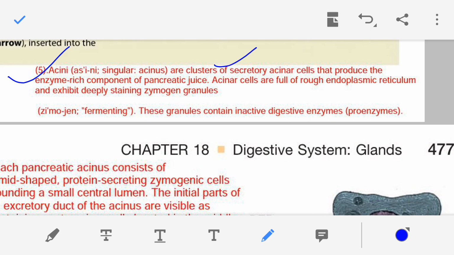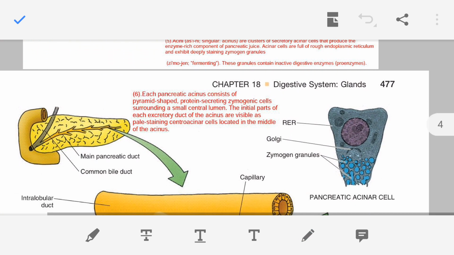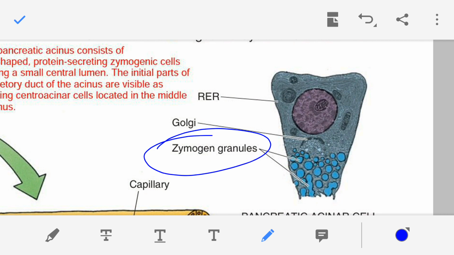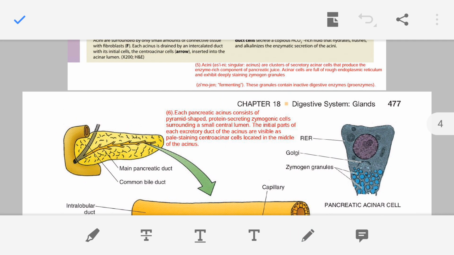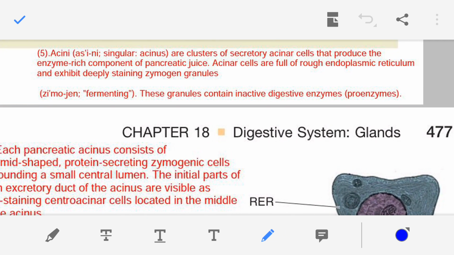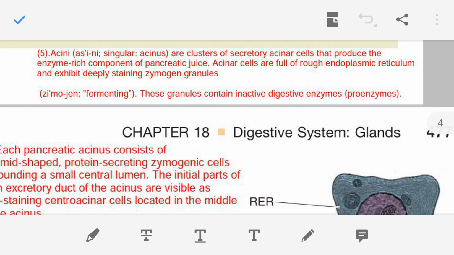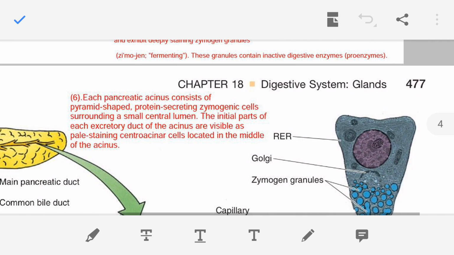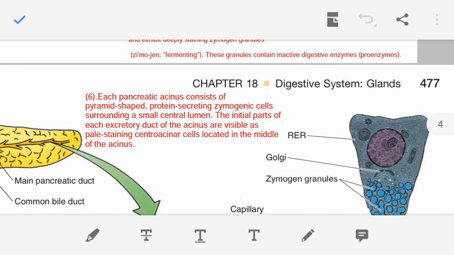Acini, clusters of secretory acinar cells, that is acini, and it is producing the components of the pancreatic juice. Then in the acinar cell, rough endoplasmic reticulum is present and zymogen granules are also present. Now what are these zymogen granules? So here in the acinar cell, the zymogen granules are shown. The Golgi body is there, RER is there, rough endoplasmic reticulum, and in this zymogen granule, inactive digestive enzymes are present, and these inactive digestive enzymes are known as proenzymes. So in the zymogen granule, the proenzymes are there and they are in the inactive form. Okay.